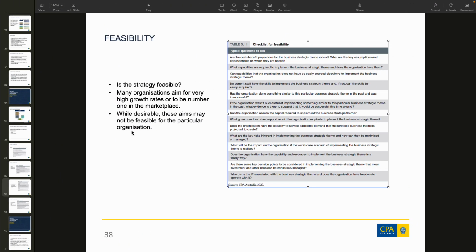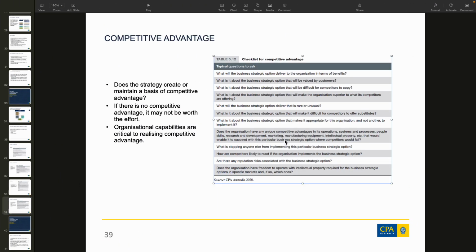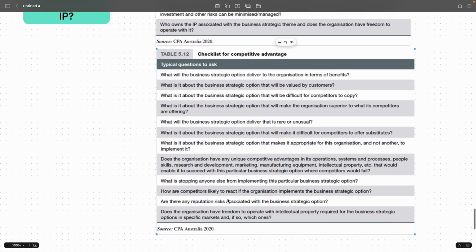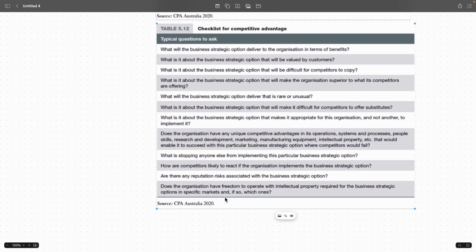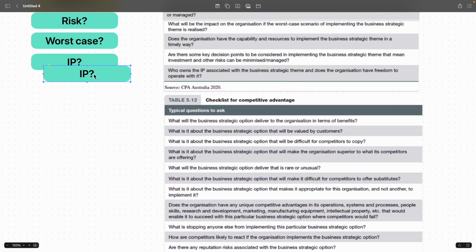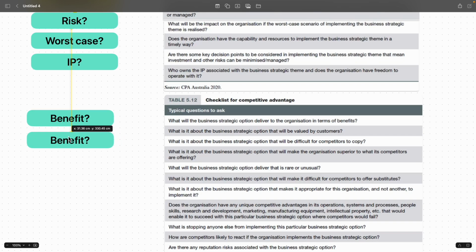Now, the next one you have is this word called competitive advantage. When we talk about competitive advantage, what will the business strategic option deliver in terms of benefit? So what's your product benefit? Is there a benefit for you? Then, what about the business strategic option that will be valued by the customer? So, is it valued? Then you talk about the option that is difficult to copy.